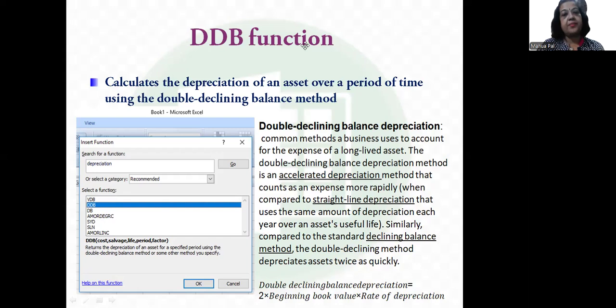So maybe in the initial period, we can try the double declining balance method. And if you use the formula manually, this is the formula for calculations: 2 multiplied with beginning book value multiplied with rate of depreciation. But we use the Excel function with 5 parameters, where one of the parameters can also be omitted. Let's try.